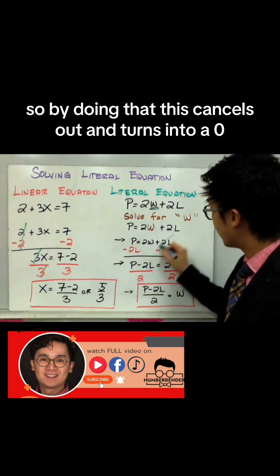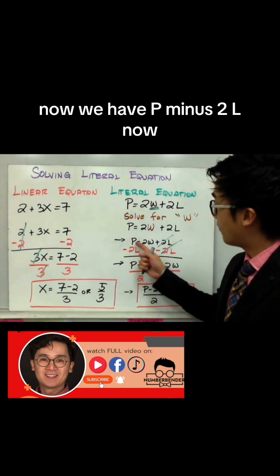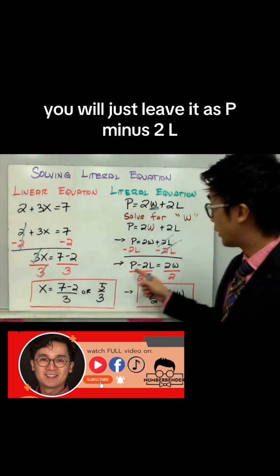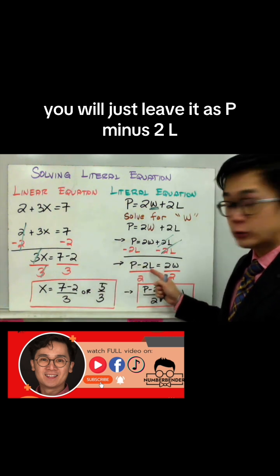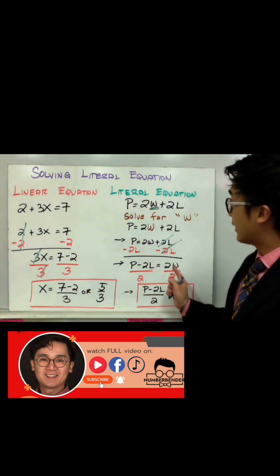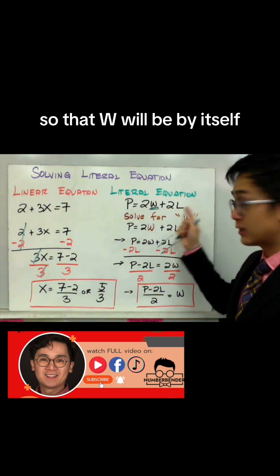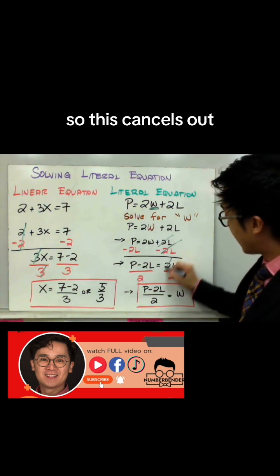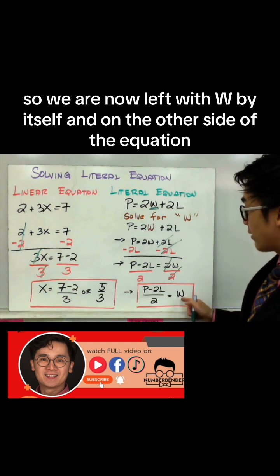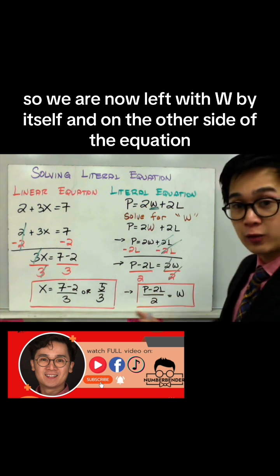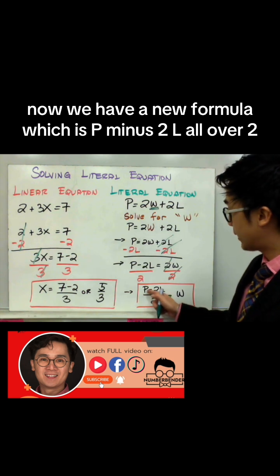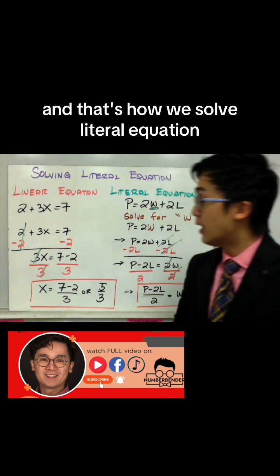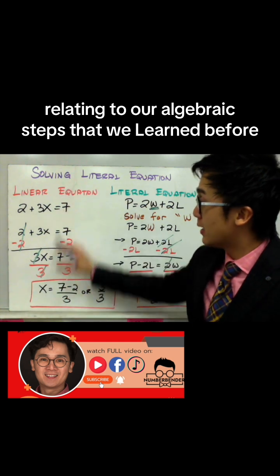By doing that, this cancels out and turns into a 0. Now we have p minus 2l. Since you cannot combine p minus 2l like 7 minus 2, you just leave it as p minus 2l, which is equal to 2w. Our goal is to get rid of the 2 by w so that w will be by itself, so our last step is to divide both sides by 2. This cancels out, and we are left with w by itself. On the other side of the equation, we now have a new formula: p minus 2l all over 2. And that's how we solve literal equations using the algebraic steps that we learned before.